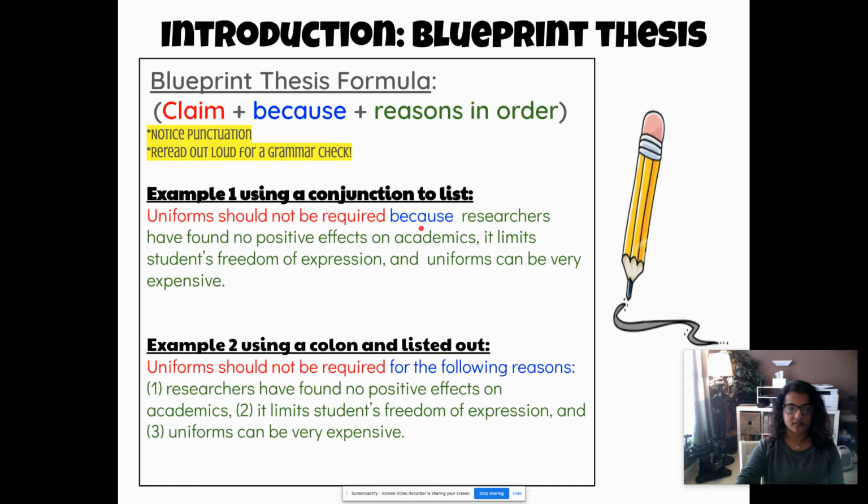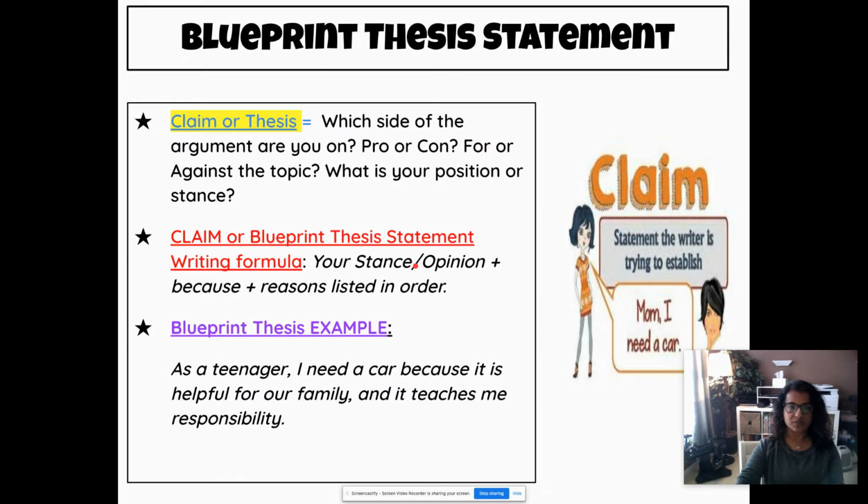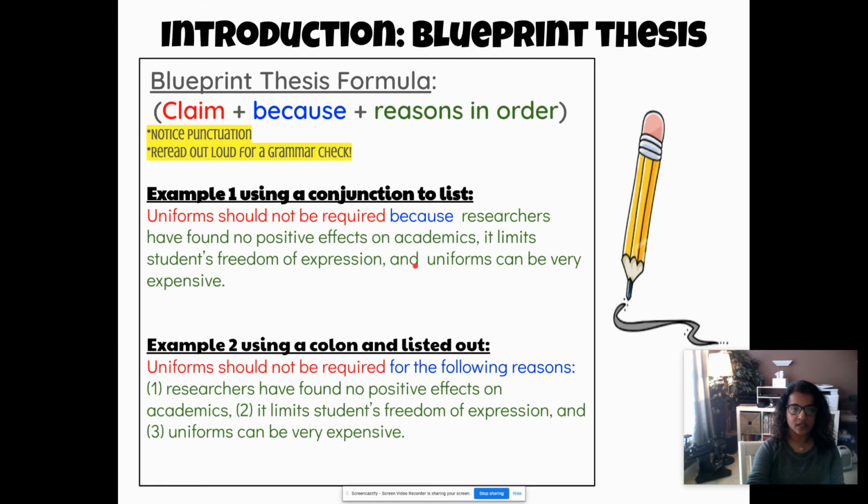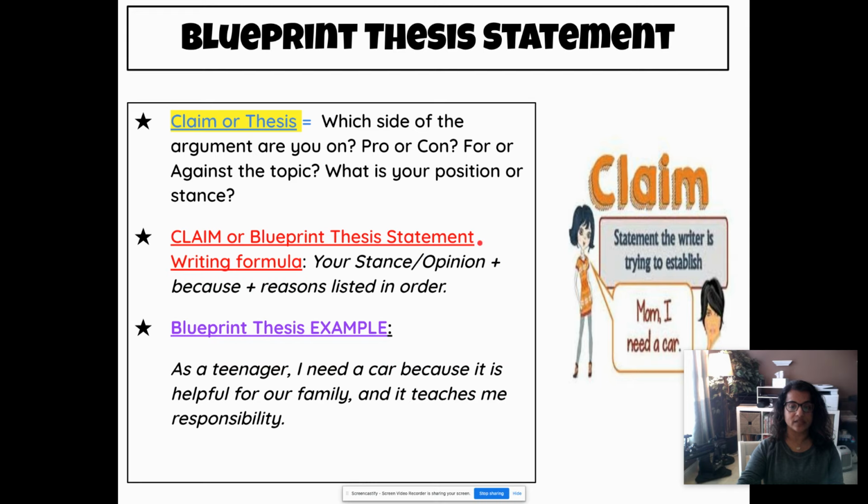Because researchers have found no positive effects on academics, limit students' freedom of expression, and uniforms are expensive. Those are my reasons. Now, on this one, I used a conjunction. I used the conjunction and. Notice my punctuation right here. I listed it and I separated all my reasons with commas.